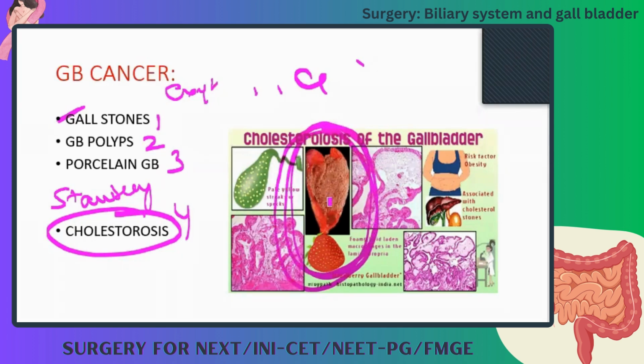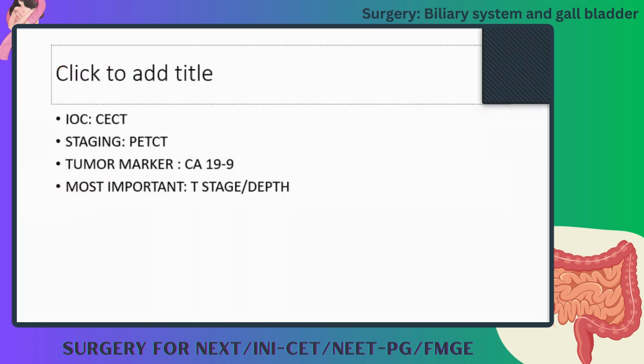The gallbladder will be studded with small microvasculature, and the picture is almost similar to a strawberry. Are you able to identify it? This strawberry gallbladder is not a pre-malignant condition. So the four options were: gallstones, yes. Gallbladder polyp, yes. Porcelain gallbladder, yes. Strawberry gallbladder, no.